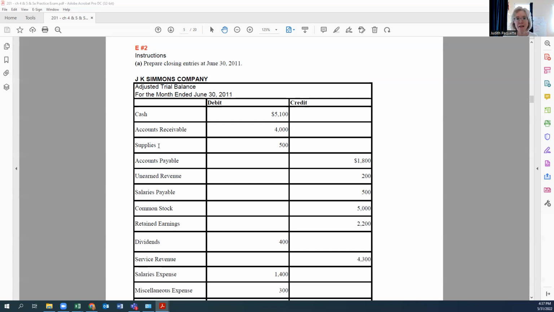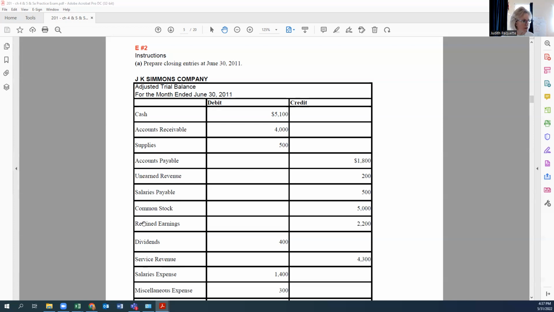Okay, we don't have any long-term investments. We don't have any property, plant, and equipment. We don't have any intangibles, and we don't have that nebulous other assets category. Accounts payable, unearned revenue, salaries payable. What kind of accounts are they? Throw it in the chat. Current liabilities, correct. They are liabilities, more specifically, they are current liabilities. And remember, liabilities only have 2 classifications, current liabilities and long-term liabilities, okay?